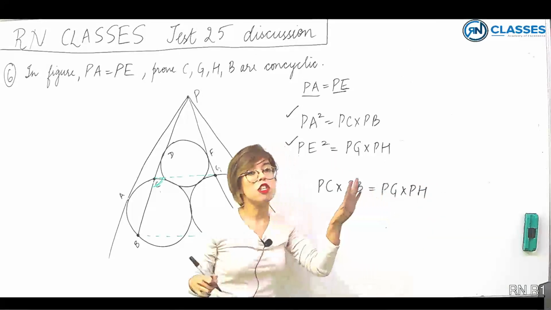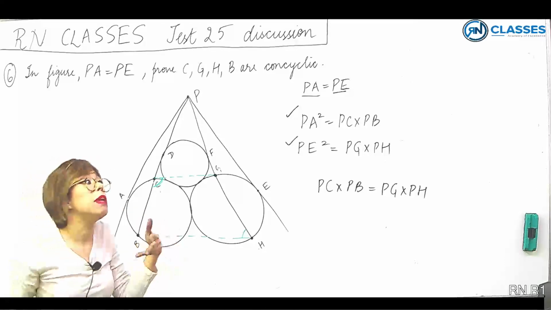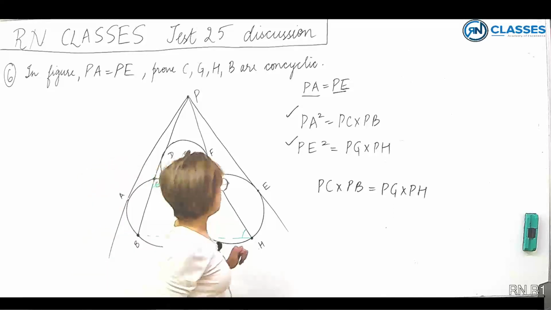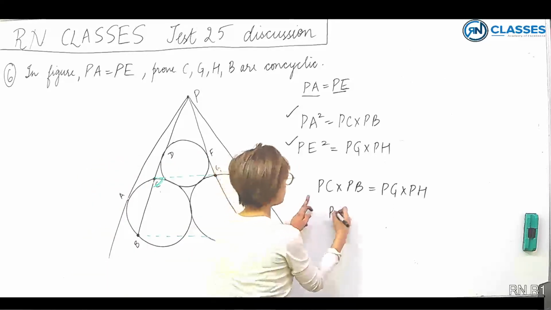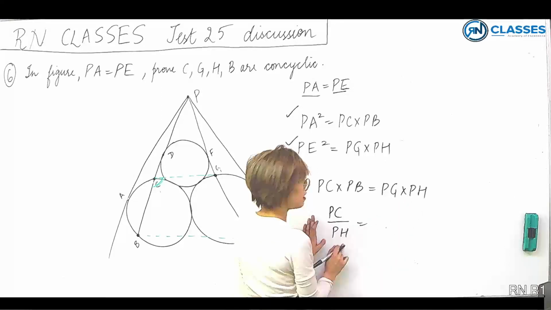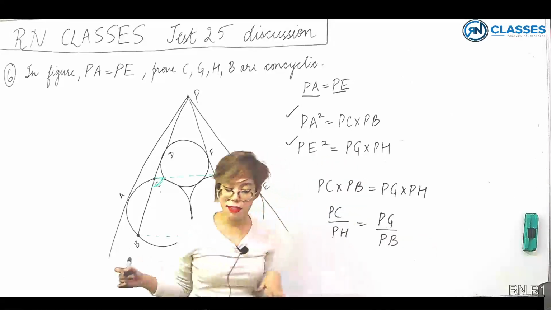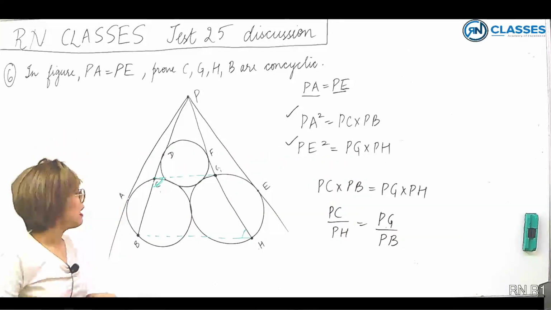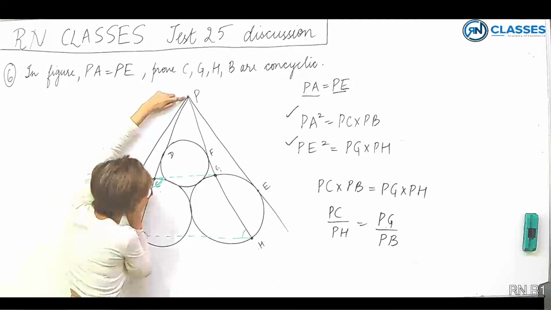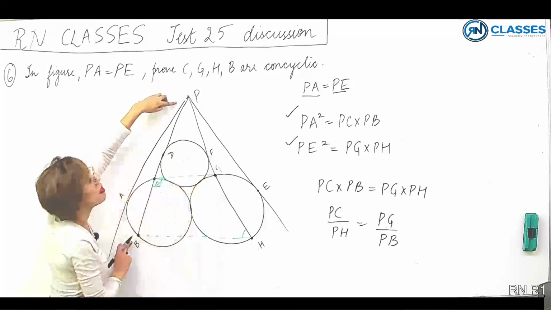From this relationship, I can have the ratio of the corresponding sides. And maybe then I can have similar triangles. Right? Now, what can we do? I'll take PC by PH, with this in the denominator, and PG by PB. You can take the other one as well, it doesn't matter. Now look at the beauty of this. PC by PH is equal to PG by PB.